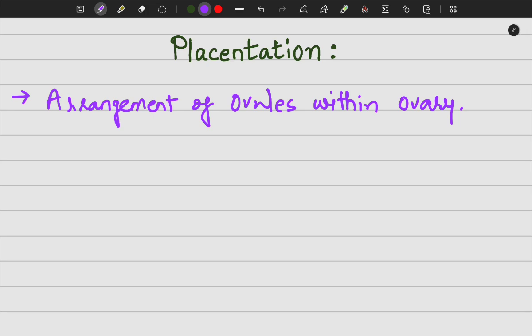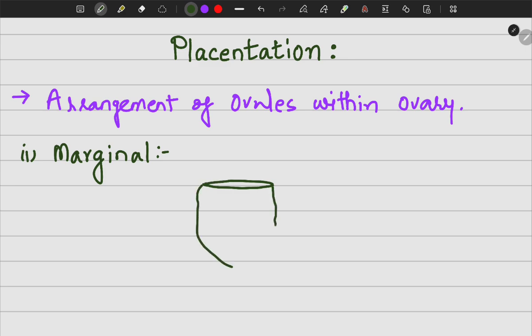Now when we study about the placentation, there are 5 main types of placentation. So starting from the first, we have marginal placentation. Now what is marginal placentation? Suppose this is the ovary. Then what happens? The placenta forms a ridge.